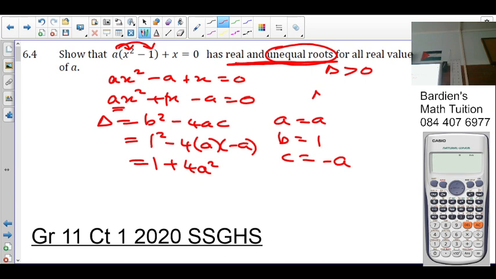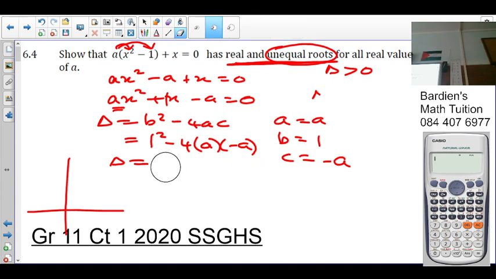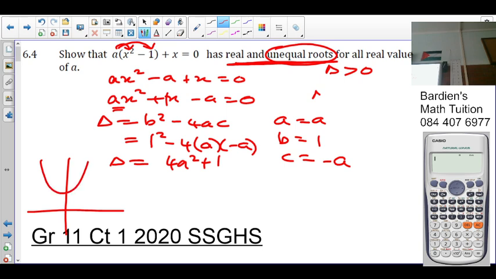Now if you look at the discriminant here, if I draw this graph, I'm going to do two ways of doing this. If I draw this graph, this is what it's going to look like. It will firstly be 4a squared plus 1. So if this was y equals 4x squared plus 1, your graph would have looked like that. Firstly, the graph is smiling, it has a minimum value at 1.